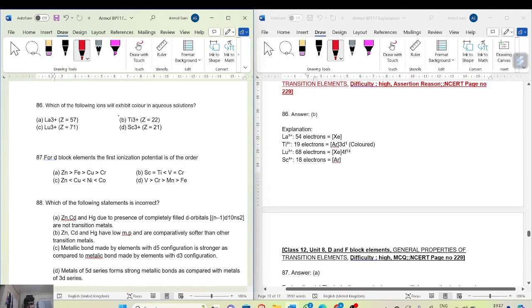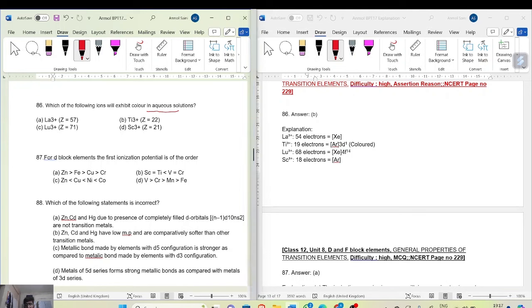Which of the following ions will exhibit color in aqueous solution? So we know the color will be exhibited by the compound which will have unpaired electrons. So when it has unpaired electrons, it will go through d-d transition and it can show color. First of all, we will write the electronic configuration, then we will calculate the unpaired electrons.